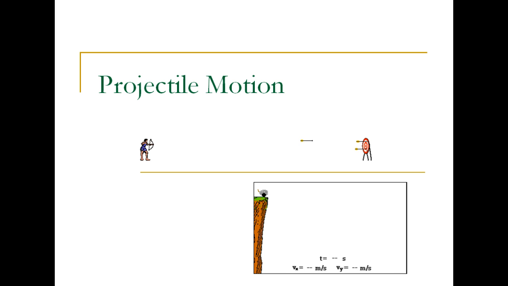So as you can see in the thing here, something is shot horizontally. If you're watching the numbers there, as the time increases, the velocity in the y direction increases, but the velocity in the x direction stays the same. And we'll talk about why that is as we move on through the PowerPoint.